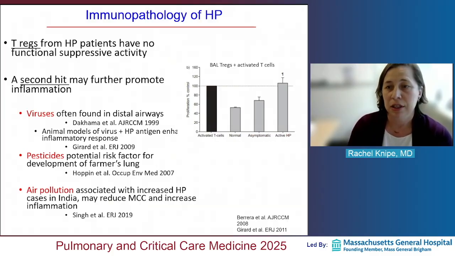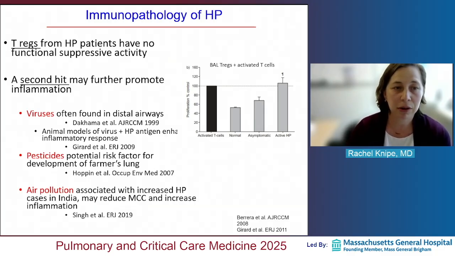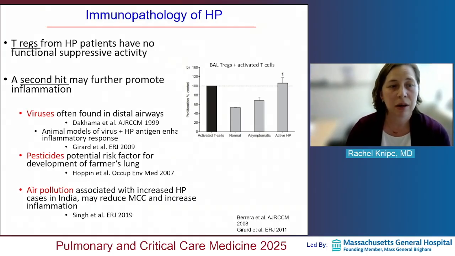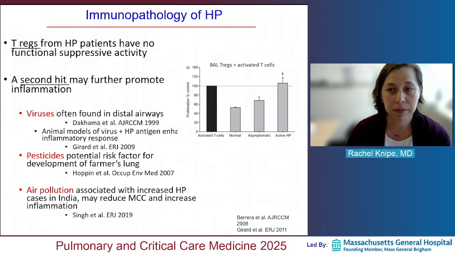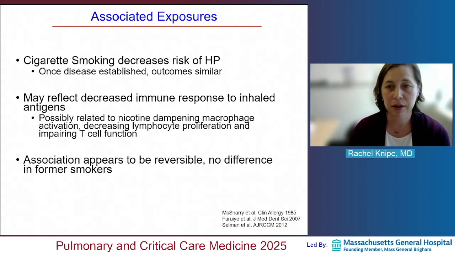In addition to the dysfunction of Tregs, there's some evidence that a second hit in the environment may further promote inflammation and explain why some people tip over into disease. Studies have suggested that second hits include viral infections, such as influenza, which have been found in the distal airways of patients with HP. Pesticides may be a potential second hit in the case of farmer's lung. And air pollution also has been associated with increased HP cases, as it may reduce mucociliary clearance and increase inflammation and tip the balance over into disease.